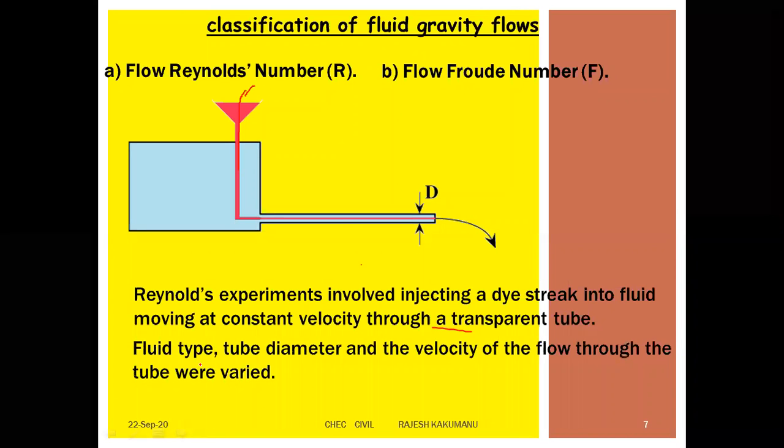The fluid type, tube diameter and the velocity of flow through the tube were varied. So what is the fluid type? In dyes, what type of fluid do we have? High viscosity, low viscosity, high surface tension, low surface tension. Based on properties, we categorize the fluid. Next, the tube diameter and the velocity of flow. This all gives the variation, obviously. Next.